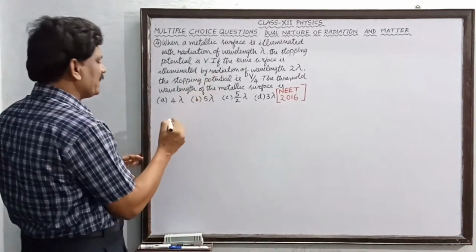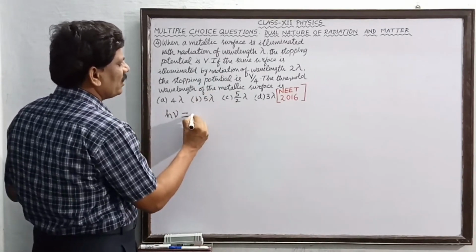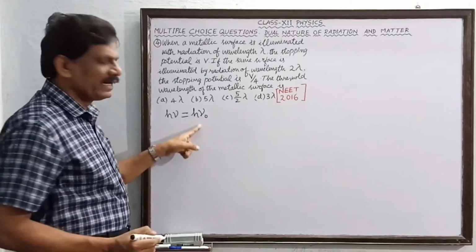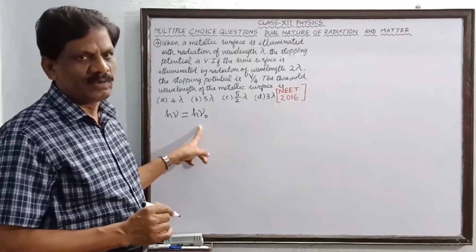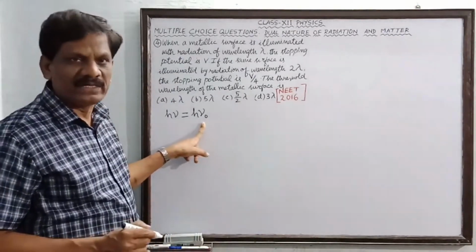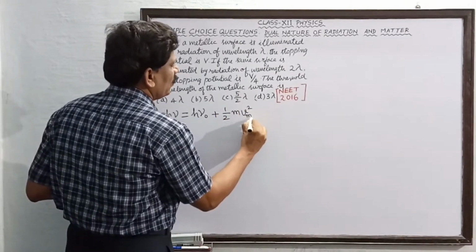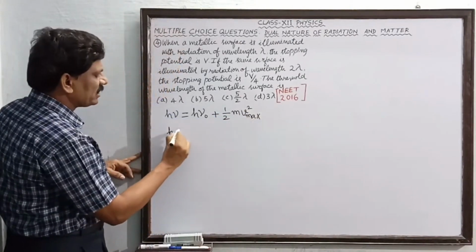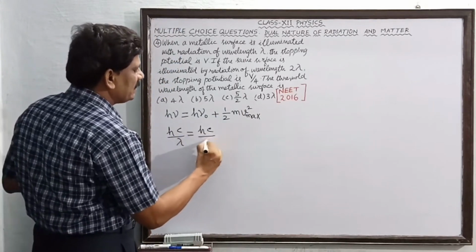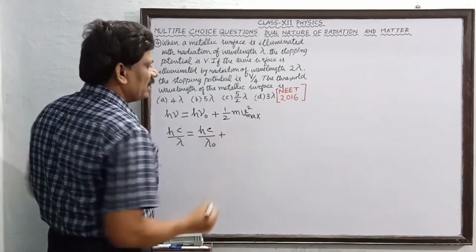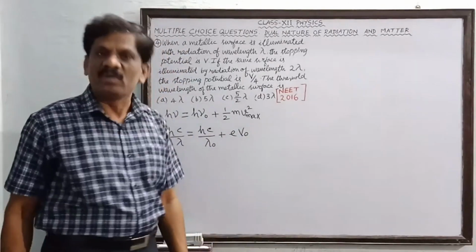Einstein's photoelectric equation I am going to write for 2 cases. For the first case, the incident energy h nu is equal to the work function, which is h nu naught. Directly I am writing it, because otherwise we can write W or phi naught for the work function, or h nu naught also. Plus half mv square maximum. So this is also hc by lambda equals hc by lambda naught plus, instead of half mv square maximum, e into V naught, the stopping potential.